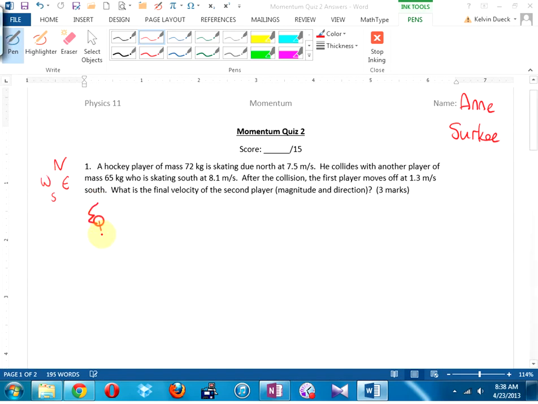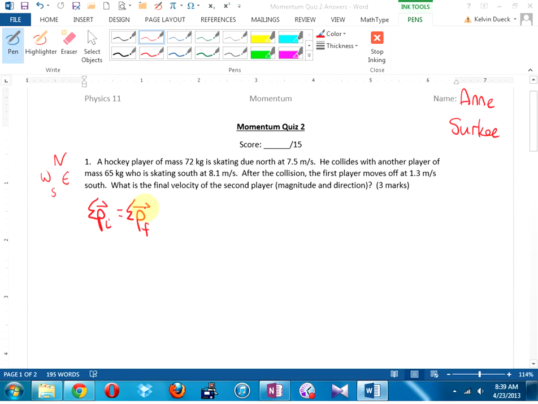So this means the sum of all the momentum before the collision equals the sum of all the momentum after the collision. Do you have to write that down? No, generally that's my starting point. I try to give a standard approach to start and then we branch off into all the different ways we can go about it.